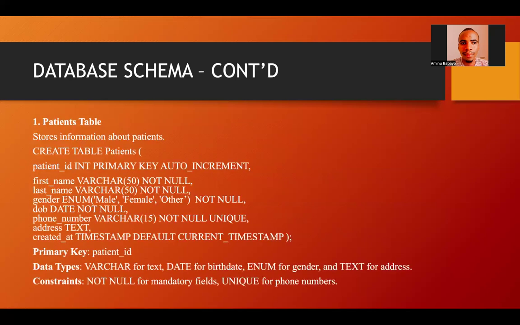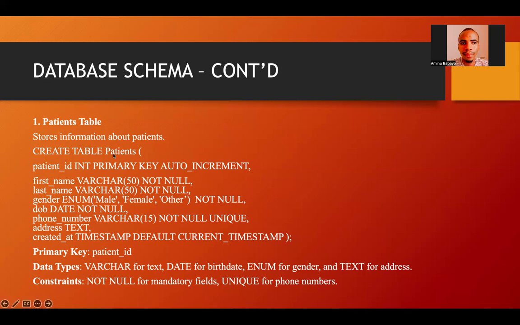Our patient table will store the information about patients. These are the schema for creating the table. We have the patient ID, which will be an integer type, and it's going to be the primary key and auto incrementing. It will auto increment when a new patient is added. It will start from 1, 2, 3 up to the last record.